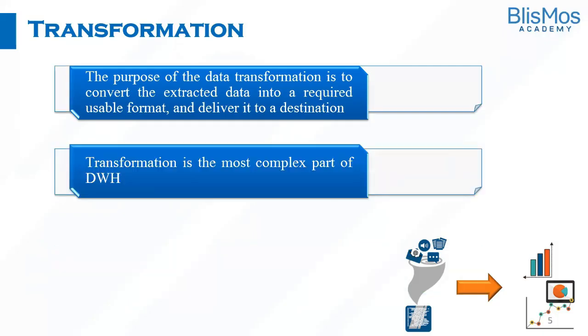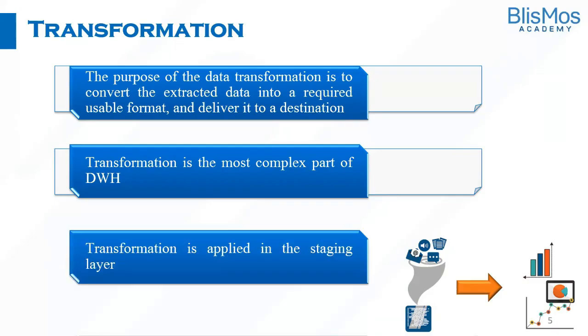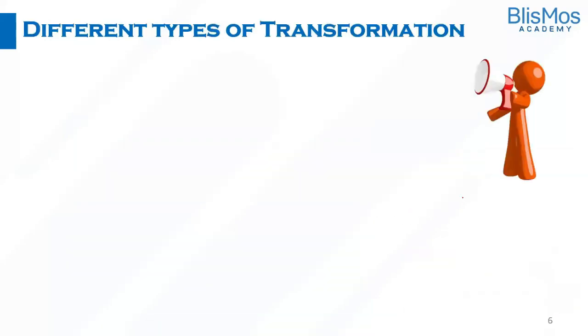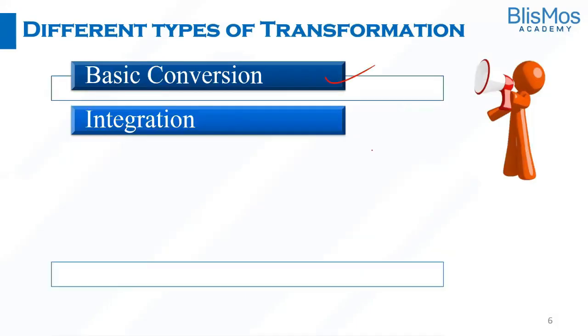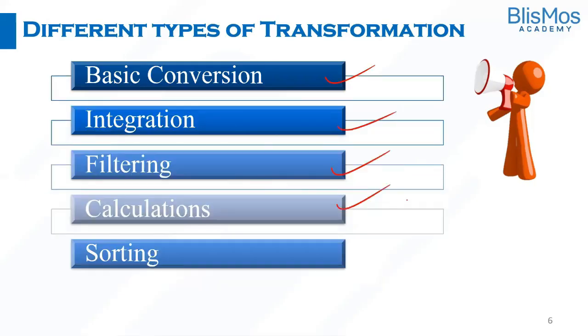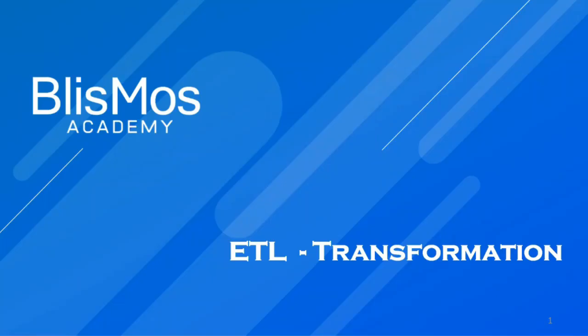Amongst the different stages in ETL, transformation happens to be the complex stage because we need to do multiple conversions, filtering, and multiple other things. That is the reason this is the most complex part of the DWH. And transformation is applied in the staging layer. Whatever data is in the staging layer, transformation is applied on it, then the data is loaded into the data warehouse. We do have different types of transformation. They are basic conversion, integration, filtering, calculations, sorting, and error handling.